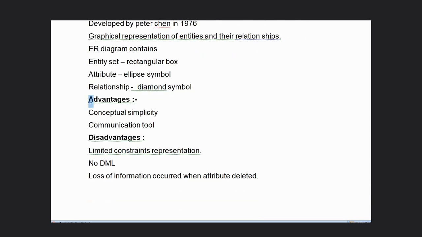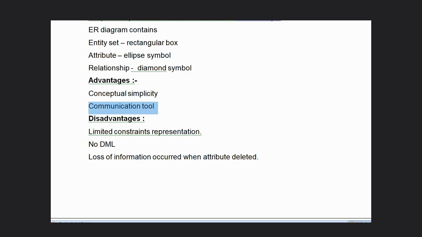The advantages are, first, conceptual simplicity. Entities and their relationships are diagrammatically represented by using an ER diagram, so it is easy to understand. Communication tool means the visual representation serves as a communication tool between the database designers and the administrators and developers also.